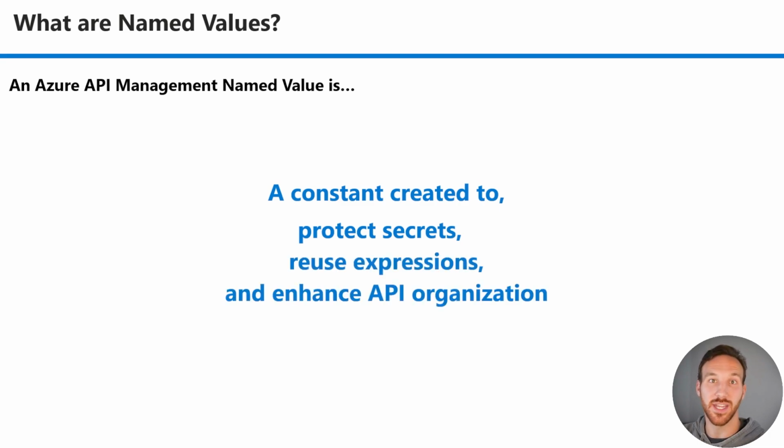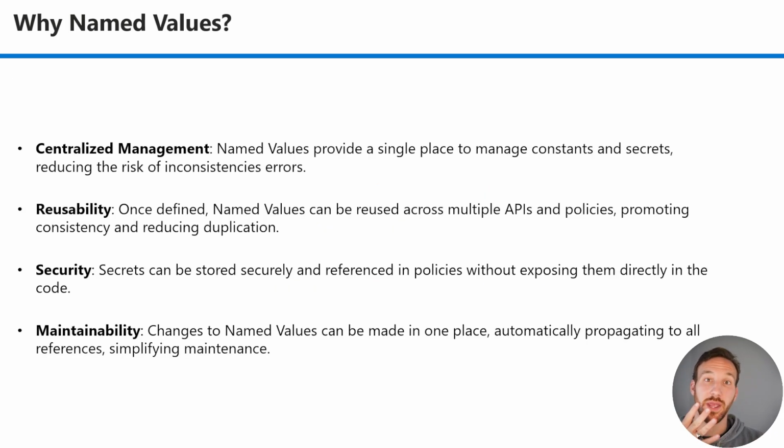An Azure API Management named value is a constant created to protect secrets, to reuse expressions, and to enhance API organization. There are four main reasons to use named values. You create them in one place in your Azure API Management instance. You can reuse them multiple times throughout APIs, products, backends, anywhere you need. You can have additional security with secrets being encrypted within Azure API Management, and you can even pull secrets from Azure Key Vault. It's also easy to maintain if you have naming conventions, semantics, references that you want easily propagated throughout your whole Azure API Management instance.